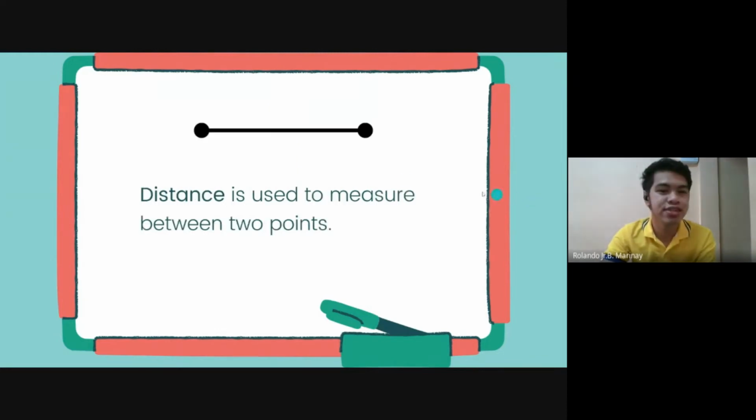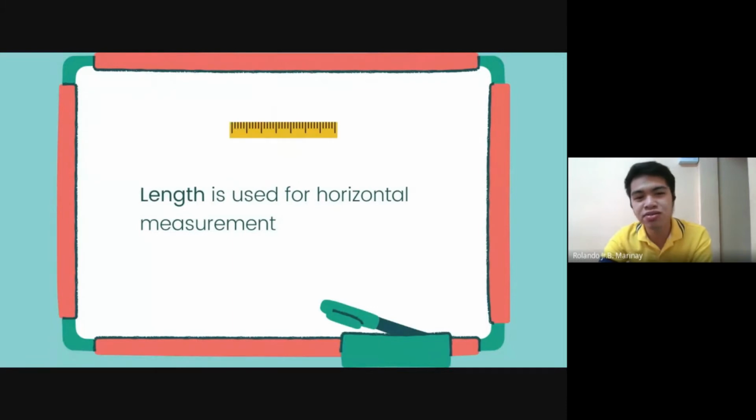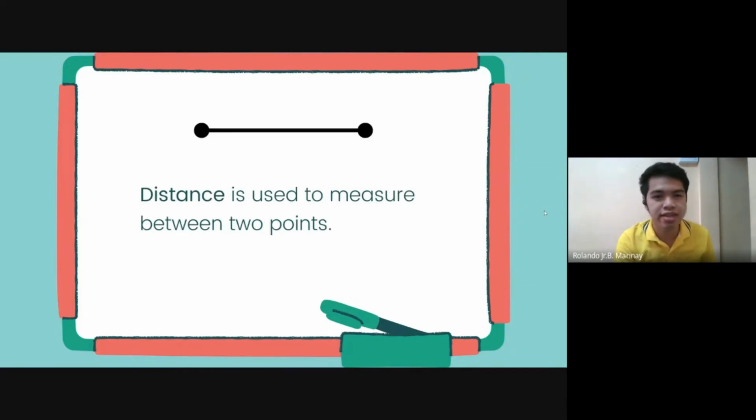Distance is used to measure between 2 points. This is distance. That means how far an object is from another. Remember those three things. The length is like this, the height is like this, and the distance is the measurement of how far an object is from another. Length, height, remember those two things.